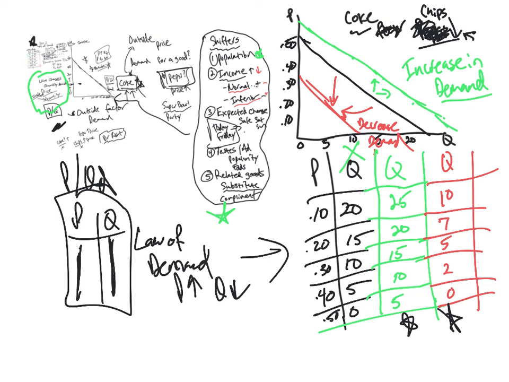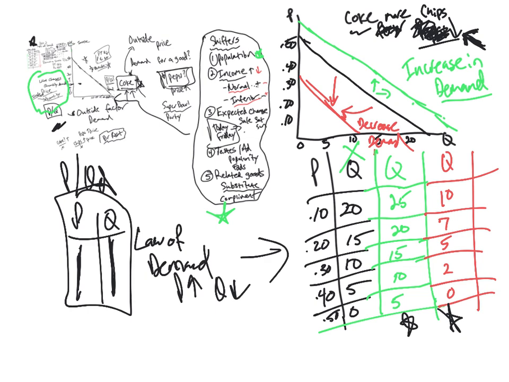So if chips go down in price, more people are going to buy chips. This is a complement. And therefore, more people are going to buy Coke because you buy Coke and chips together. So that causes an increase in demand, or it shifts the demand curve to the right. Since more people are buying chips, they're going to buy more Coke at every possible price.